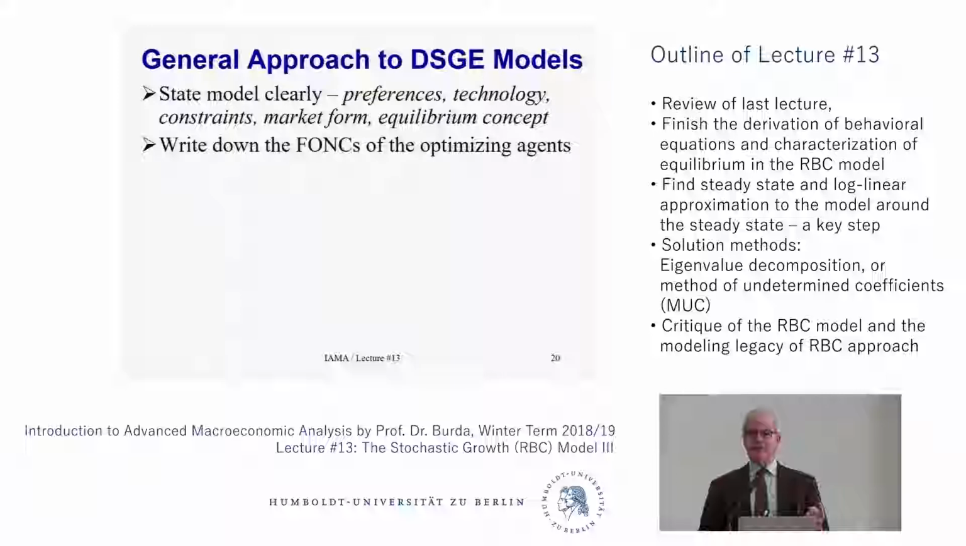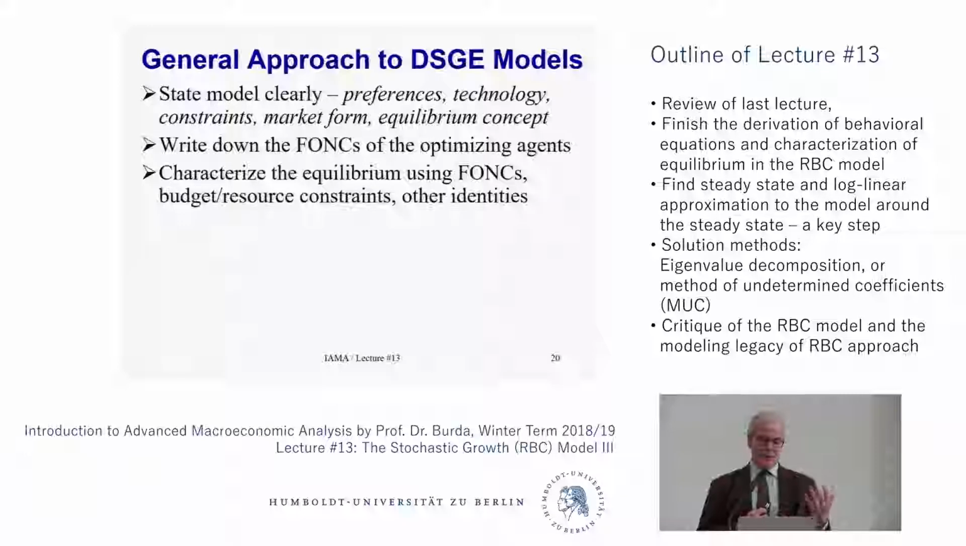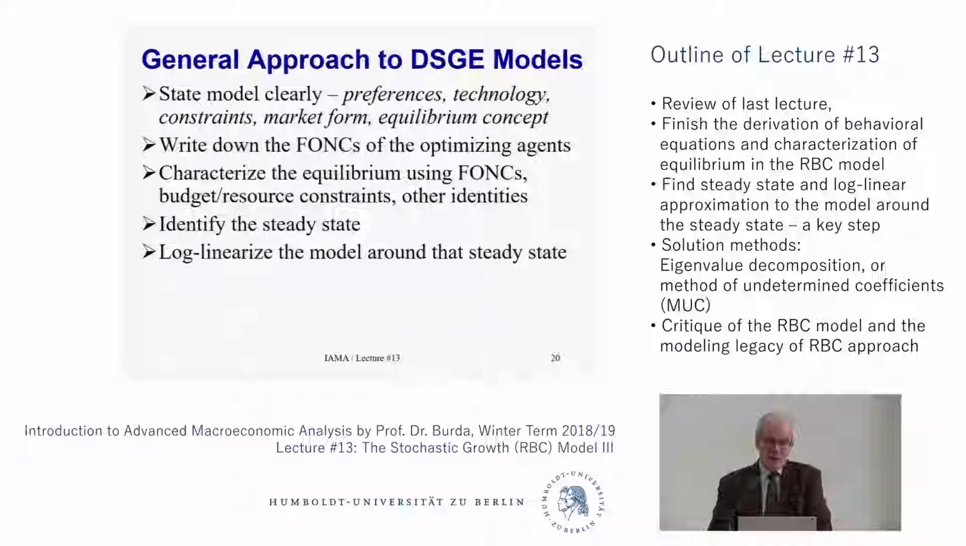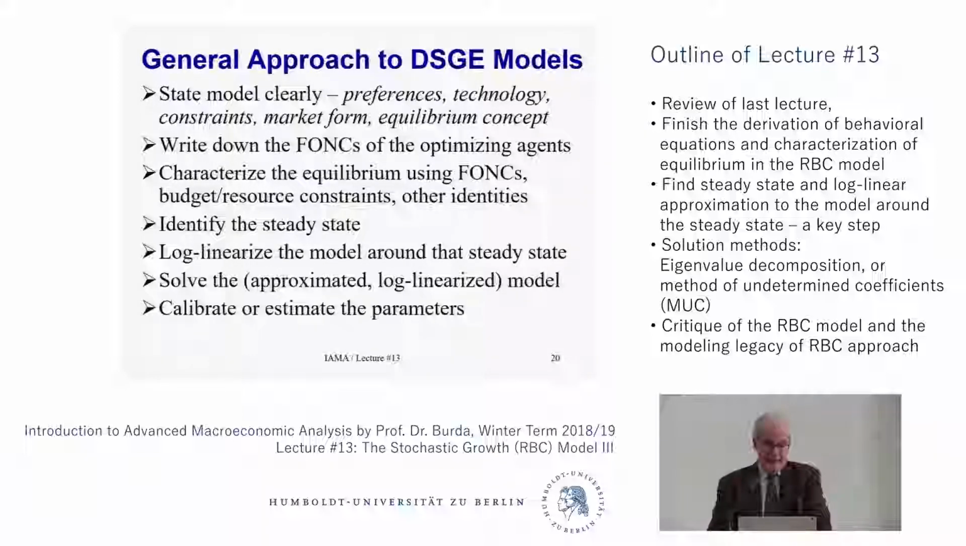That's the first thing you do. Then you write down the first order necessary conditions of these agents. That's already quite a bit of ink you're spending or wasting on that. And then you have to characterize the equilibrium using these first order conditions plus resource constraints or other identities or a transversality condition as discussed already. Identify the steady state, log linearize the model around that steady state, and then you solve the model, which we're about to do. So I'm certainly not done yet.